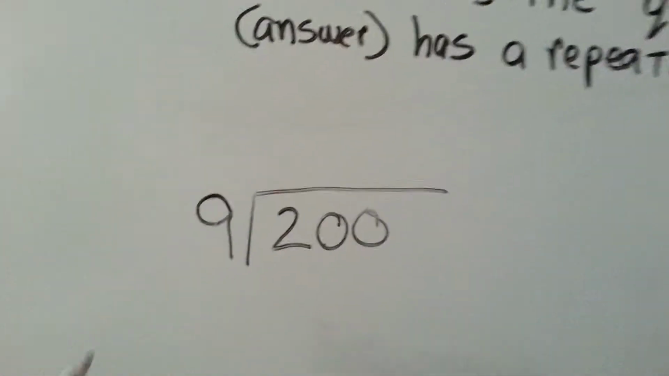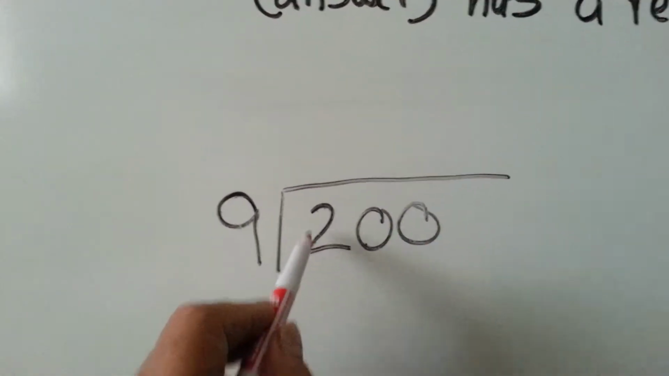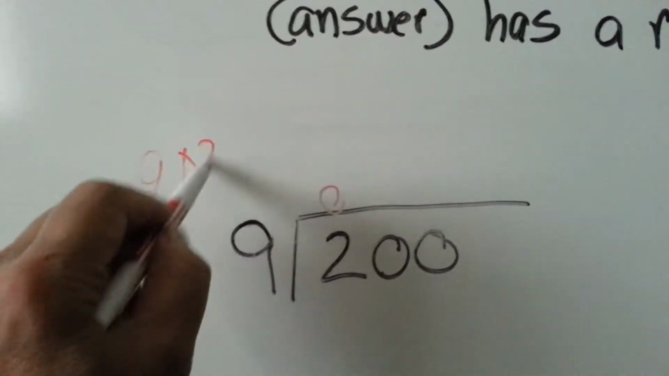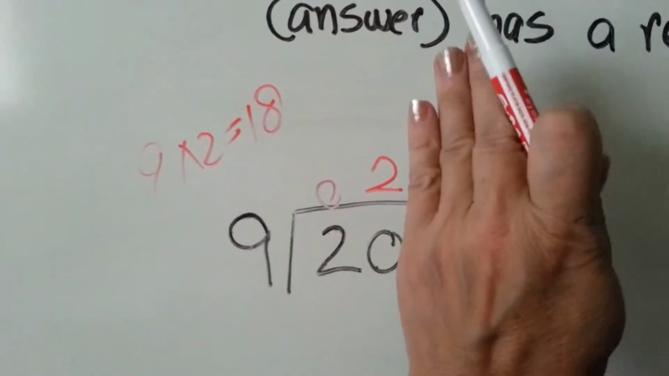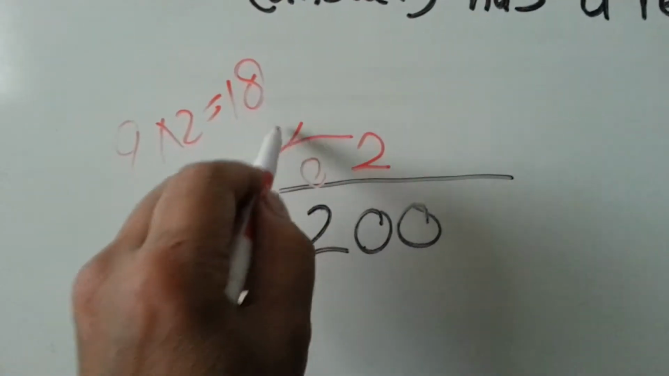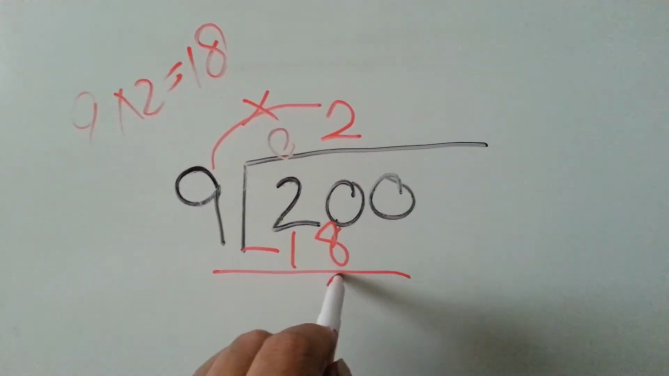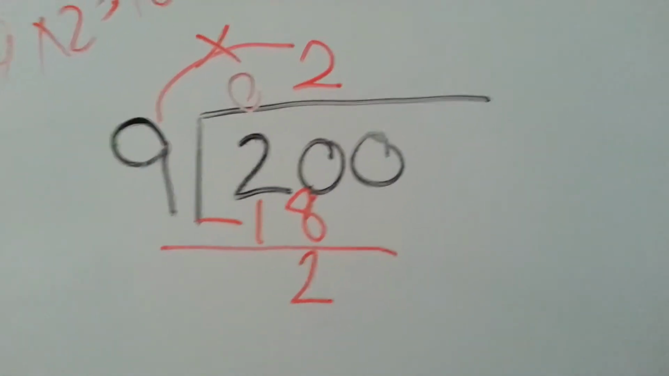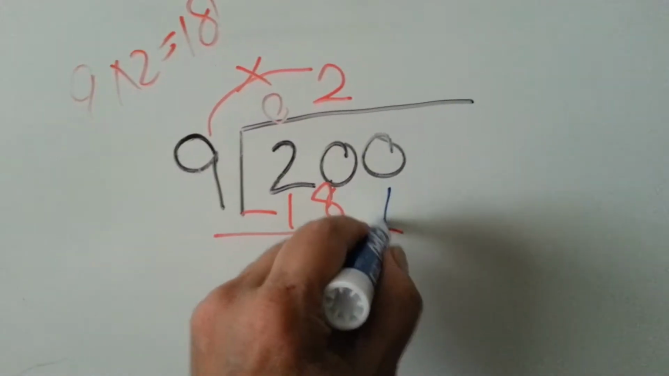So watch this. We're going to have 200 divided by 9. Can 9 go into 2? No, it can't. Can 9 go into 20? Yes, it can. 9 times 2 equals 18. So we'll put the 2 up here because that's the number we're dividing into, 20. We do our multiplication, 9 times 2, which is 18. We do our subtraction, 20 take away 18 equals 2.